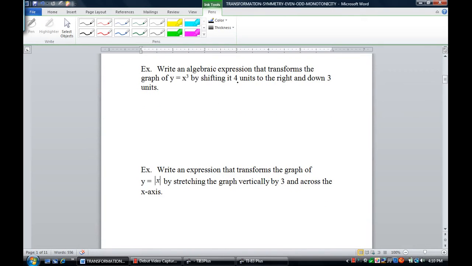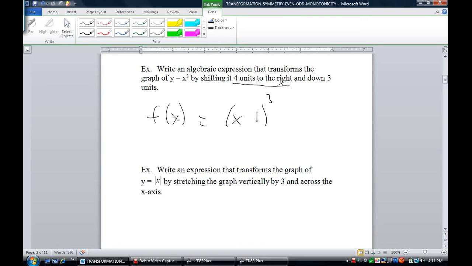It says write an algebraic expression that transforms the graph of y equals x cubed by shifting it 4 units to the right and down 3. I'm putting in function notation. So I have shifting left and right and up and down. What that means is I'm going to need my basic function, which is x cubed, and I've got numbers on the inside and on the outside. So 4 units to the right, that's going to be on the x because x is going left and right.